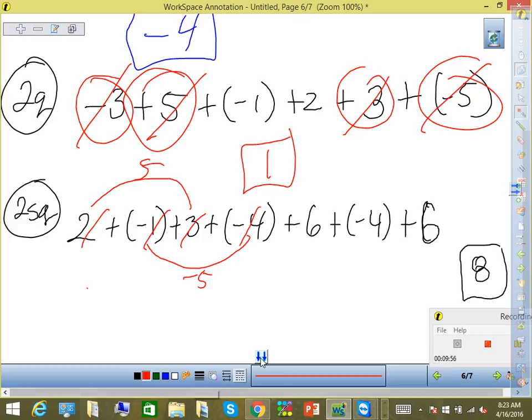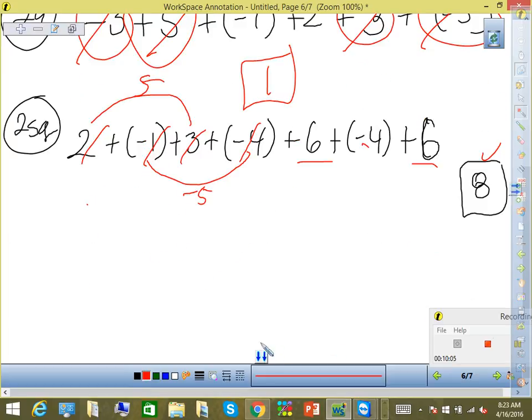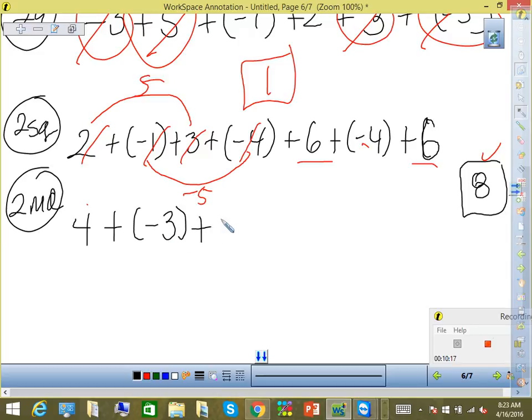Next, what is 6 plus 6 minus 4? Let's do another one. I want to make sure the majority of us get it correct. Example 2, mega Q. There you go. 4 plus negative 3 plus 6 plus negative 8 plus 2. See what you get.